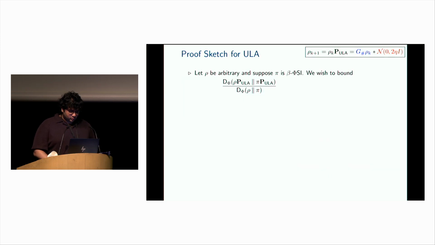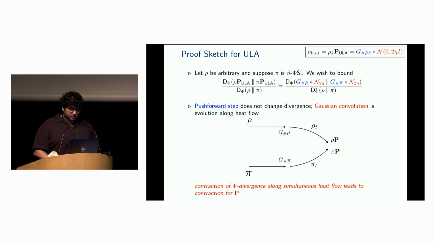And in order to bound this contraction coefficient, let rho be arbitrary, and we know that pi satisfies the phi Sobolev inequality, so we want to bound this ratio. Just applying the definition of what this Markov chain does, this is the update in the space of distributions. Under the conditions here, in particular when the step size of ULA is small enough, G is a bijective map. So this simultaneous push forward by G does not change the divergence. And then when we simultaneously convolve both by this Gaussian, we get contraction because of the contraction of phi divergence along simultaneous heat flow, which is what this Gaussian convolution is doing.